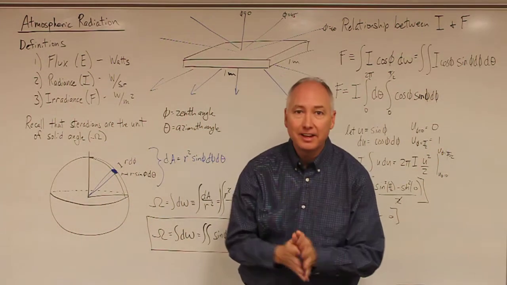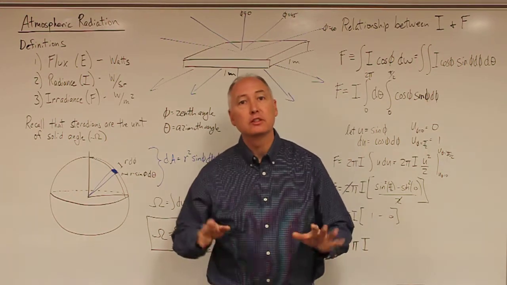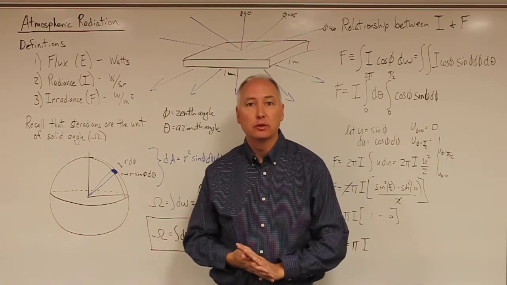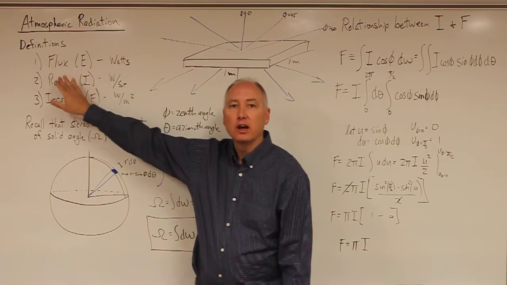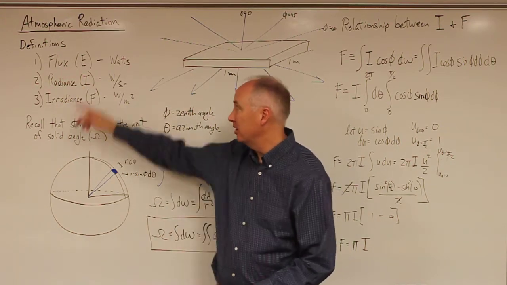In this lecture, we're finally beginning the topic of atmospheric radiation. And to begin with, we're going to start off with some definitions. So we have three definitions that we need to have in order to move forward in the topic of atmospheric radiation. The first is flux, which in the Wallace and Hobbs textbook is denoted by the variable E.